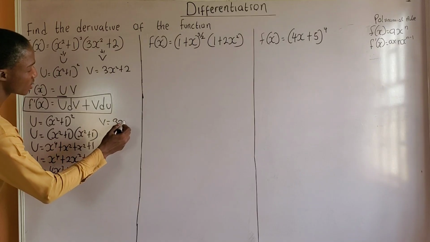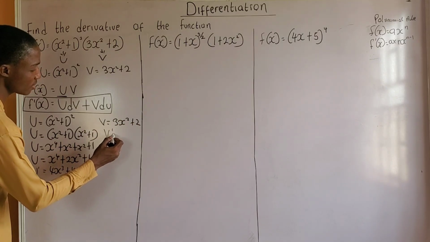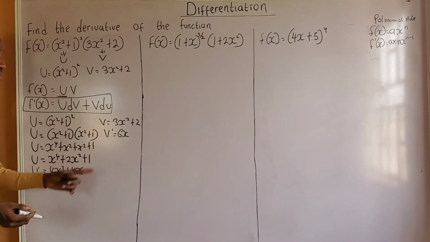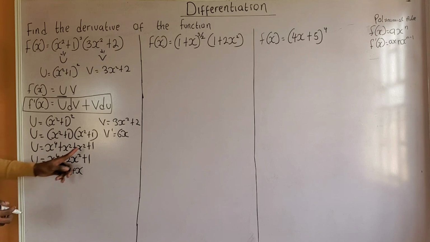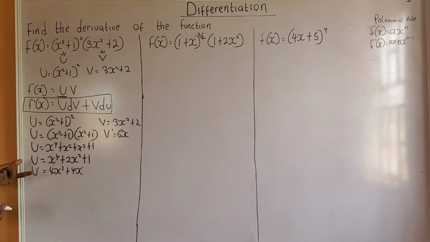So now v equals 3x squared plus 2. Derivative of v is equal to 6x. Okay, 6x. Derivative of v will be 6x. Now, having gotten the derivative of u and the derivative of v, we can go back to the formula, which is the product rule formula, to substitute the values that we have.